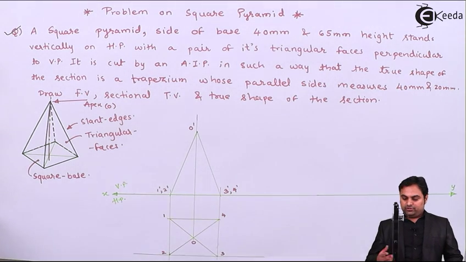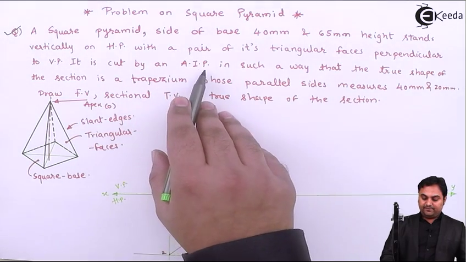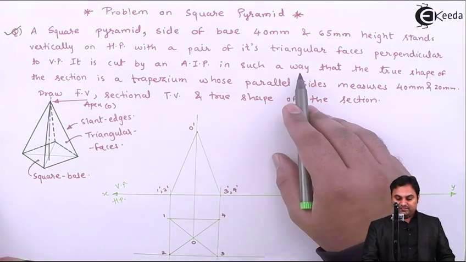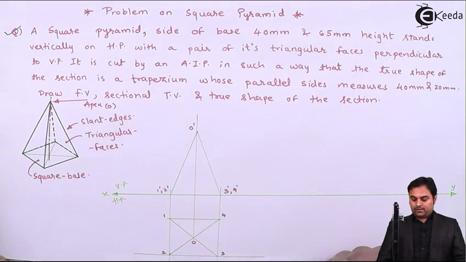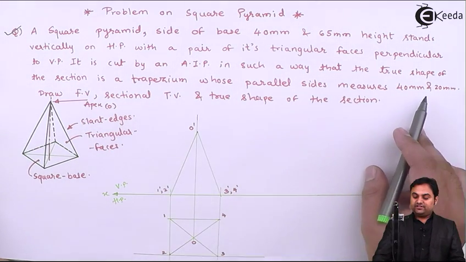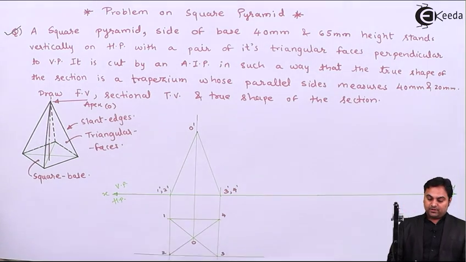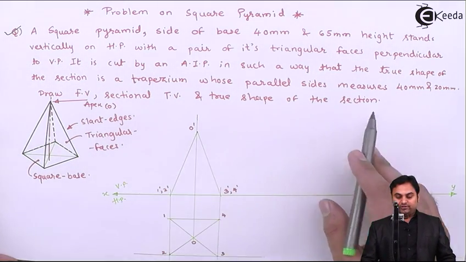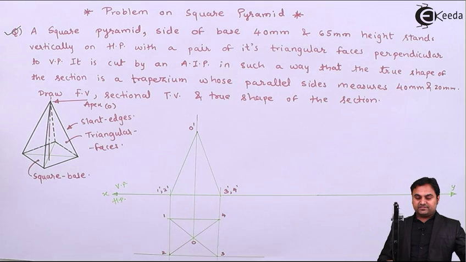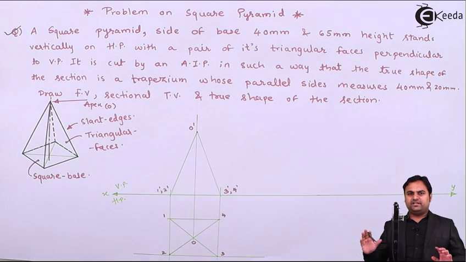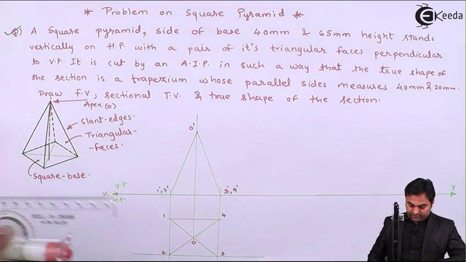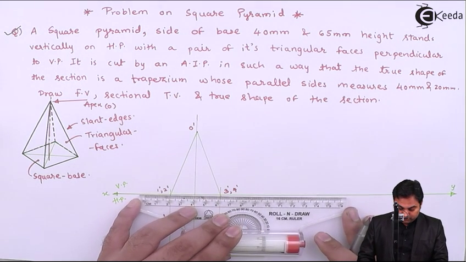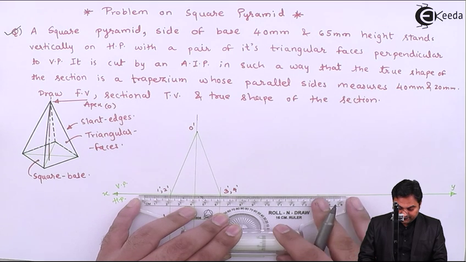Next, it is cut by an AIP, auxiliary inclined plane, in such a way that the true shape of the section is a trapezium whose parallel sides measure 40 mm and 20 mm. So draw front view, sectional top view and true shape of the section. It means it is given that the true shape is there with us, and with the help of that we have to show the cutting plane. So here, first of all, through the apex I will draw a light horizontal line.